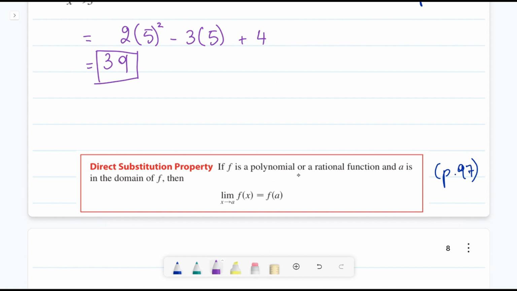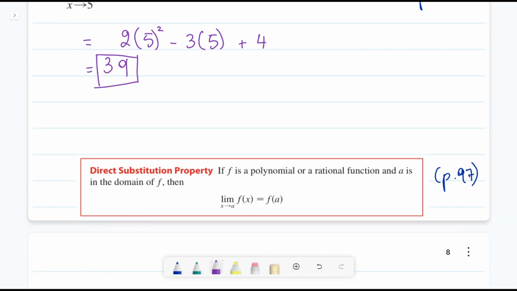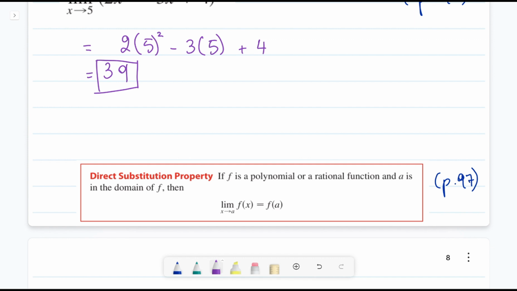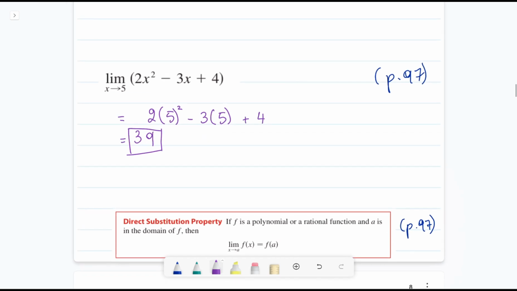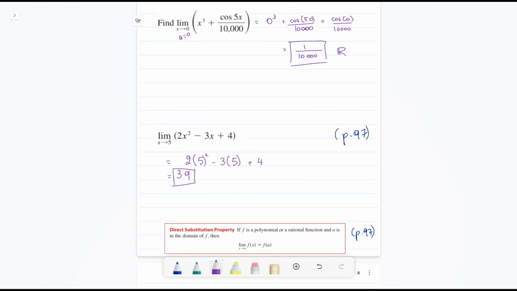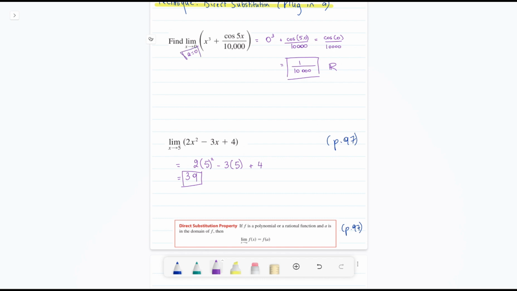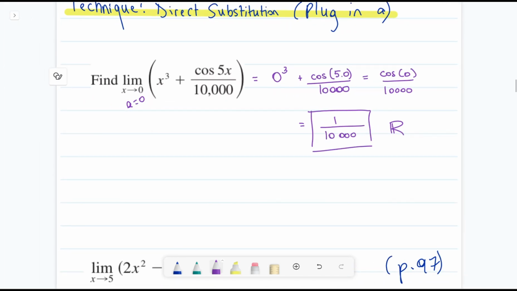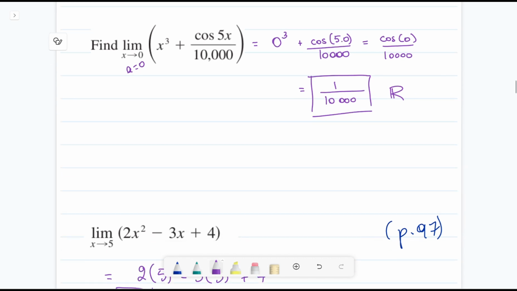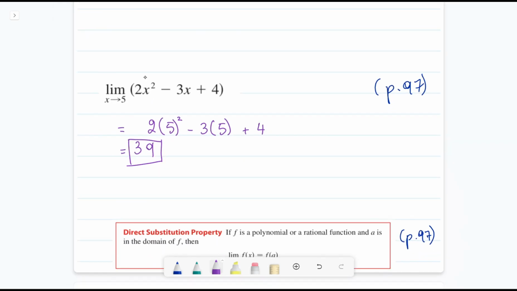So whenever we have a polynomial or a rational function, and a is in the domain of f, then the limit of f of x as x approaches a is equal to f of a. As you can see, a equals 0 in the first example. It is in the domain of this function, and this is why we can plug in a, or we can plug in 0. Same for this example here, it's a polynomial, and x equals 5 is in the domain, therefore we can plug it in.